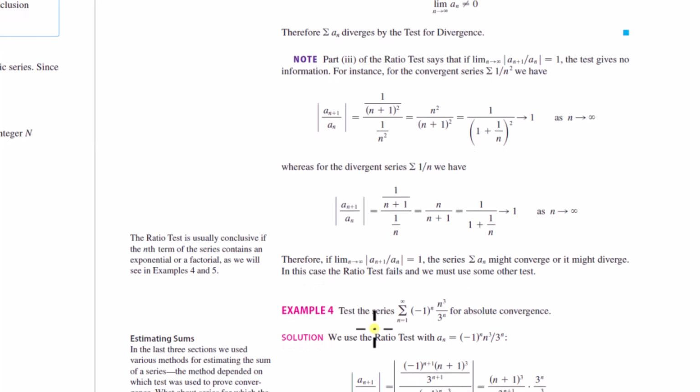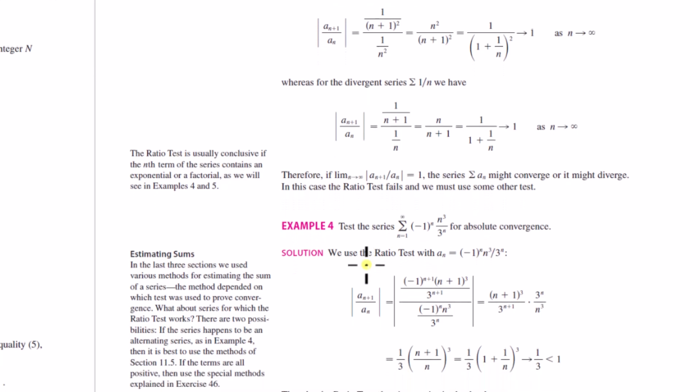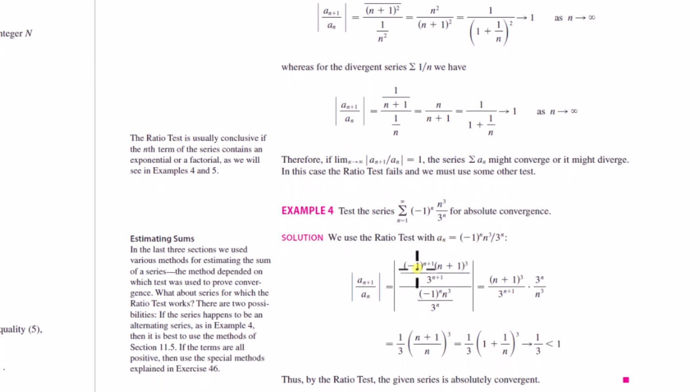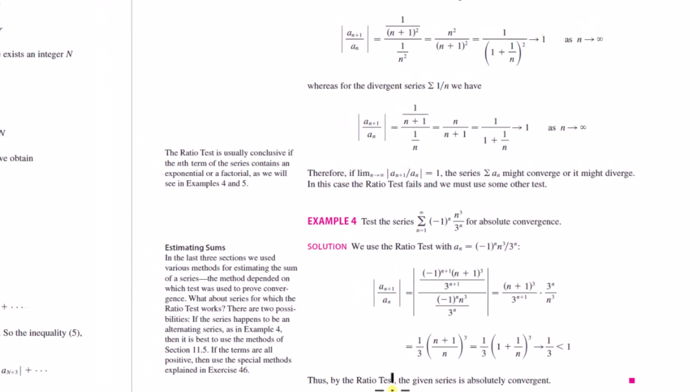All right, so here they give an example. We're going to work a bunch of examples, but the absolute value is going to eliminate the minus 1 to the n, and they do the division. They get this. Take that limit. It's 1/3, less than 1, so it's absolutely convergent. Again, we're going to work a bunch of examples.